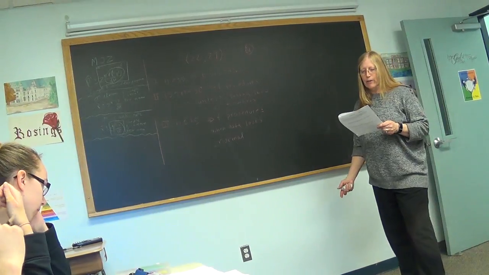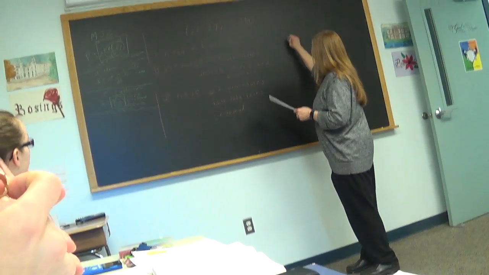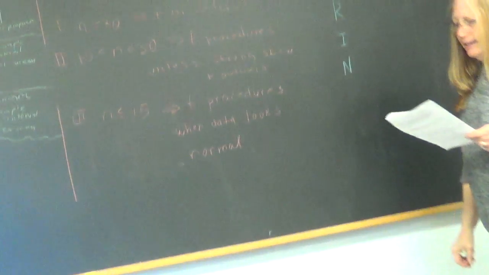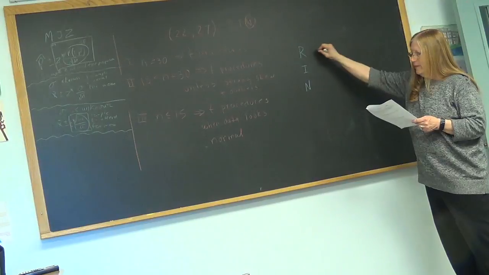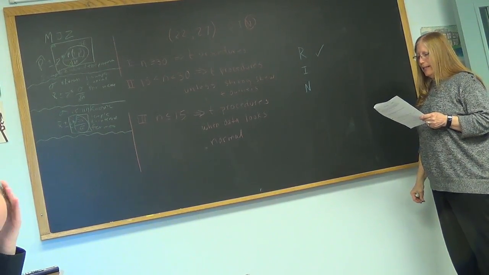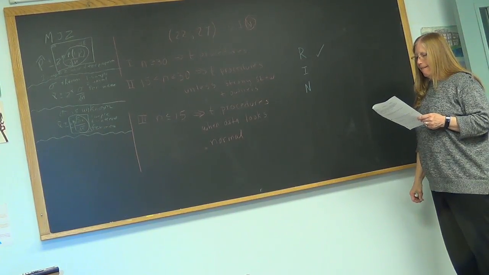So they're looking at RIN. When we go down the list, R: was there a random selection? Joel, speak to that. Yes, they did. I saw the word random. Usually we do. And then what about independence? The stores are independent of each other.